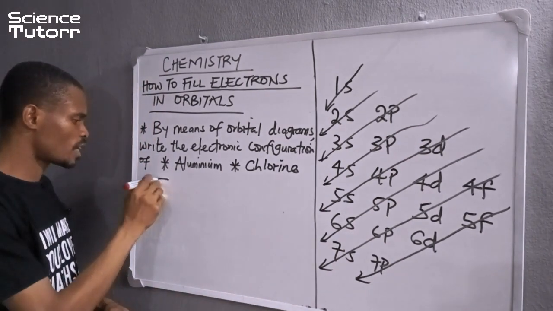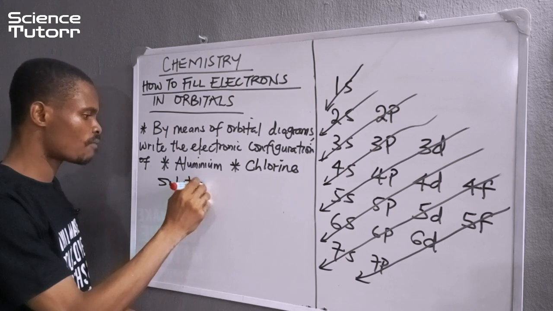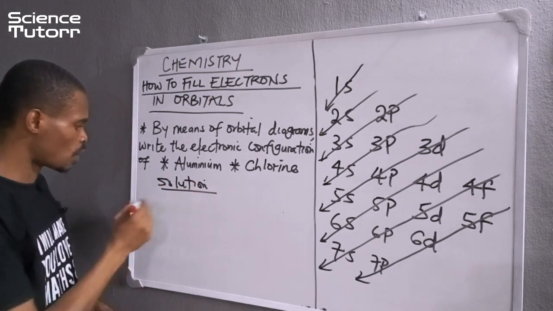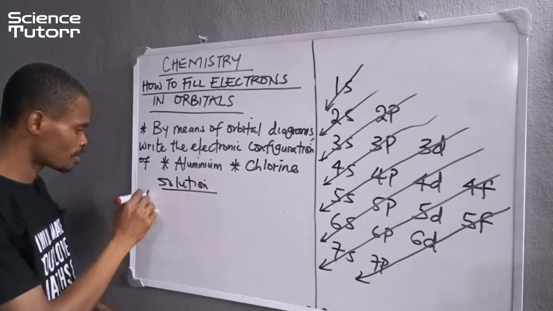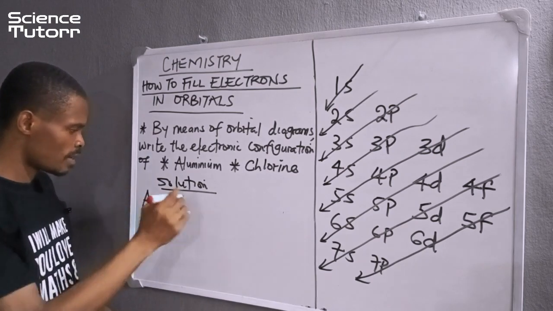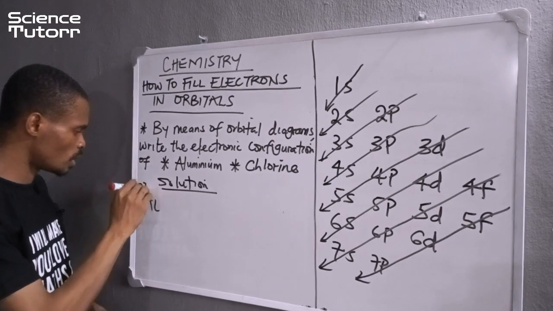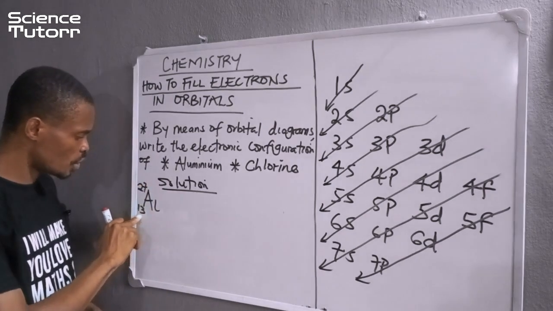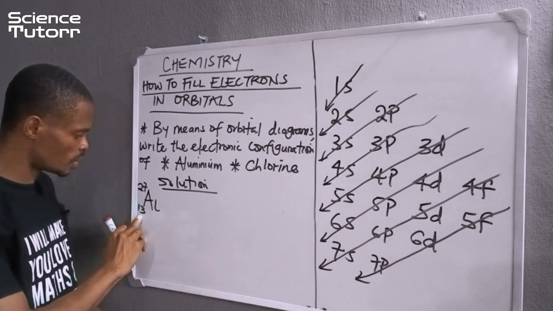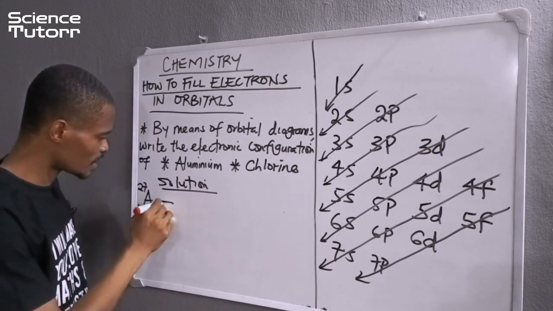So in the first case, we have aluminium. Aluminium has the symbol Al, atomic number 13 and mass number 27. Our sole focus is on the atomic number, which is 13. So let's get started.